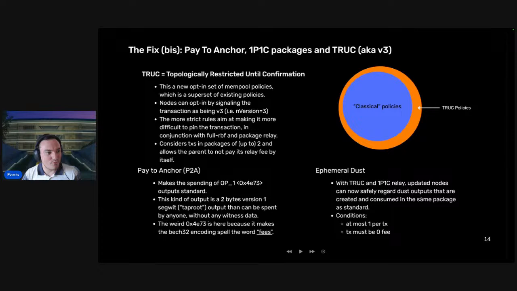So what is the fix? We saw how we use Anchor outputs and CPFP carve-out to address the limitations of CPFP. And now there is a new fix, in order to make anchors work better, in order to make the fee bumping of commitment transactions more reliable. But it is not limited to only this.